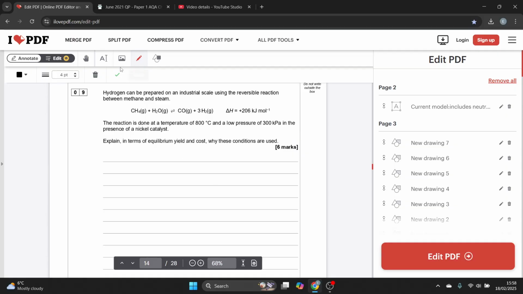Explain in terms of equilibrium yield why these conditions are used. I need to really hurry up now because I get to eat, but I just want to get this video out the way.